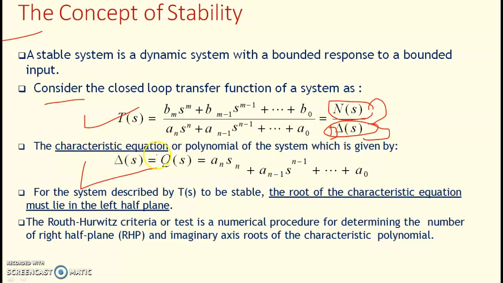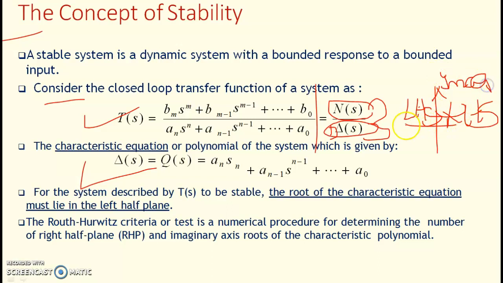For every characteristic equation, you have to find the roots of the characteristic equation. If the roots lie in the left half of the S plane, then the system is stable. So this is the left half of the S plane, and this is the right half of the S plane. The S plane consists of the imaginary axis on the y axis and the real term on the x axis, which we can call sigma or the real term. For the system described by T of S, the transfer function, to be stable, the roots of the characteristic equation must lie in the left half of the S plane.